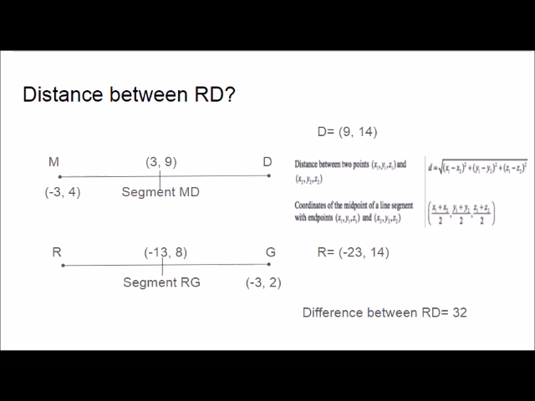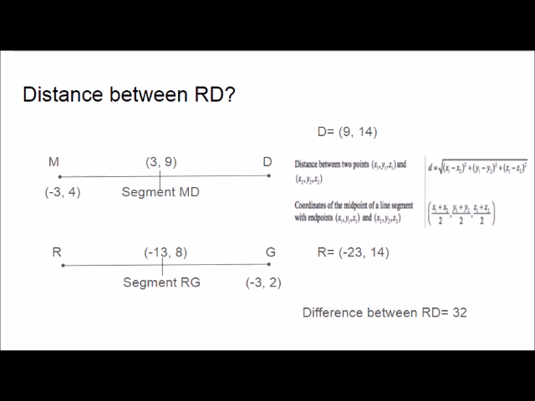So now we're taking the problem I put on the previous slide and actually solving it. So we have segment MD with point M being at (-3, 4) and the midpoint being at (3, 9), and we have segment RG with point G at (-3, 2) and the midpoint at (-13, 8). So to find point D, we have 2 points already, and we know that the midpoint is exactly halfway in between M and D. So I just did this in my head, and you can too.